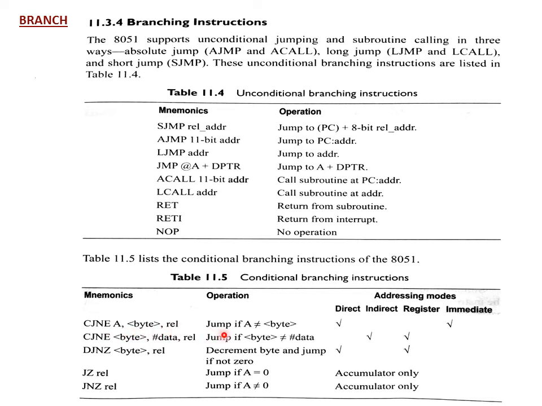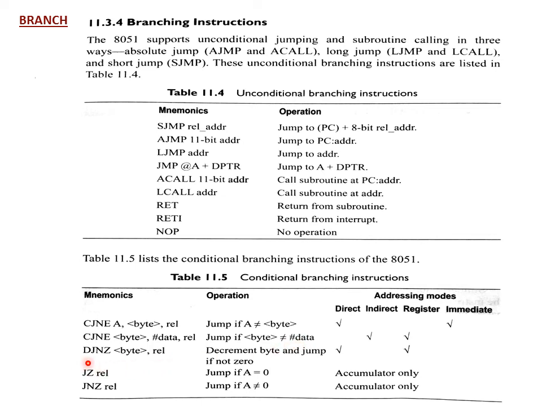Now how it will execute, observe: jump only if A is not equal to the byte, that is, the accumulator value is not equal to the byte, then only it will perform the jump operation. Same like jump if not equal. The meaning of CJNE is jump if not equal. Same here, byte data. It should be jump if the byte is not equal to the address or data. Slash data means directly a value data.